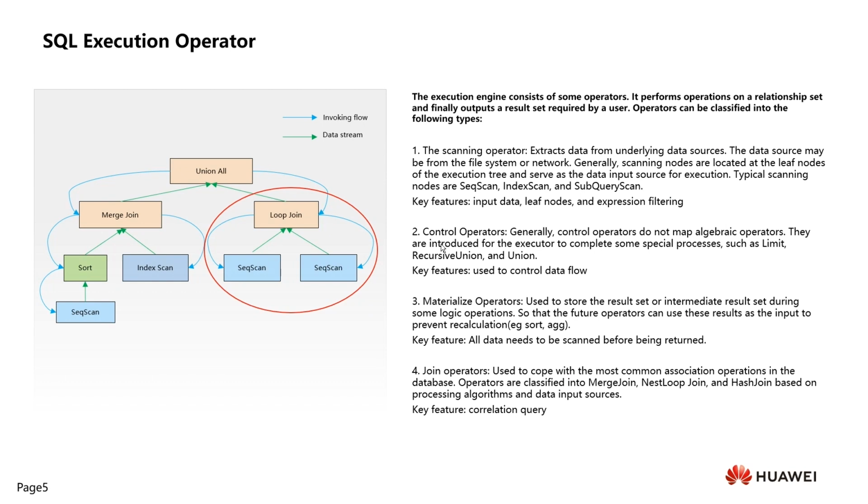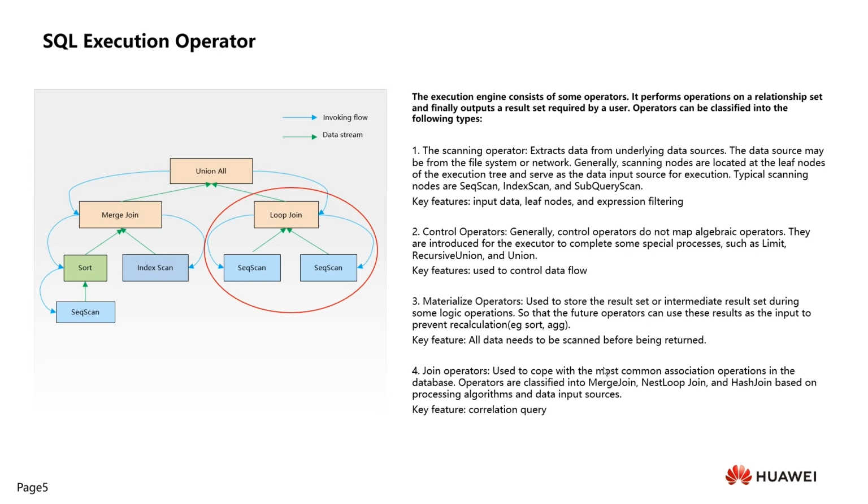The second type is the control operator. Control operators do not map any algebraic operations, meaning that they do not carry out any calculations. They are only introduced to the executor to complete some special processes, such as limit, recursive union, and union. They are used to control the data flow.